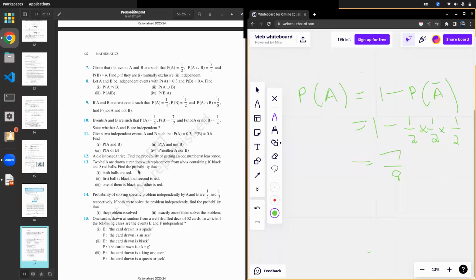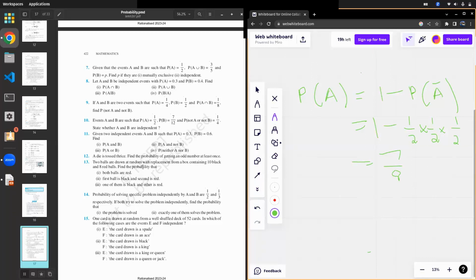Two balls are drawn at random with replacement from a box containing 10 black and 8 red balls. Find the probability that both balls are red. Since it is given that two balls are drawn at random with replacement, we can say that both are independent events. Like if you draw a black ball and if you replace it, the total number of black balls initially will be the same as after the experiment. So we can say that drawing the first ball and drawing the second ball are independent events, and we can easily calculate the probabilities.